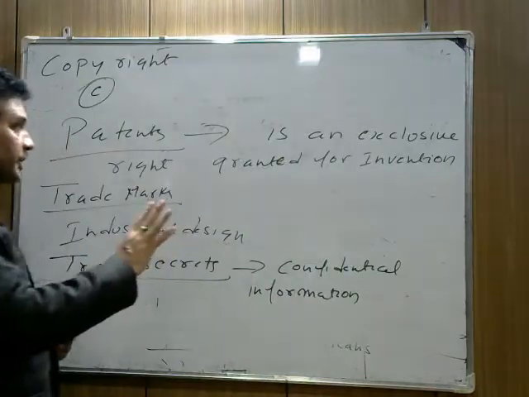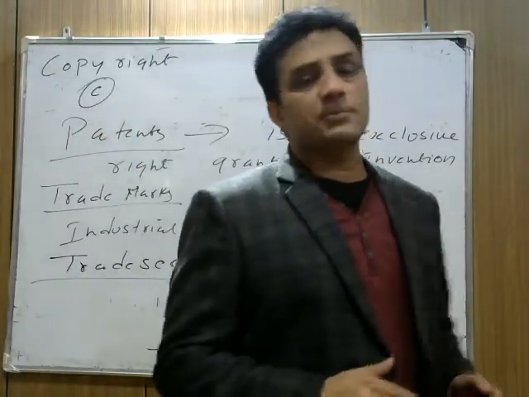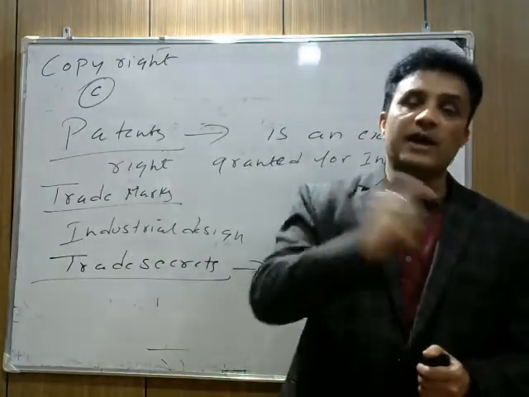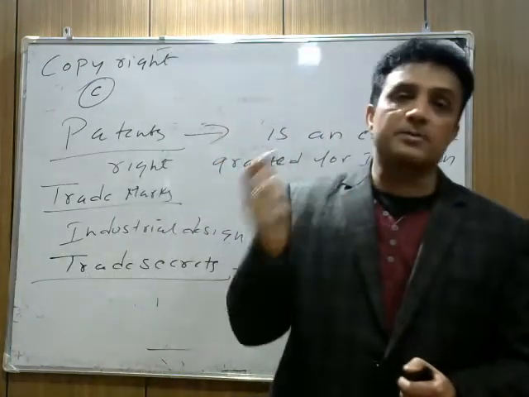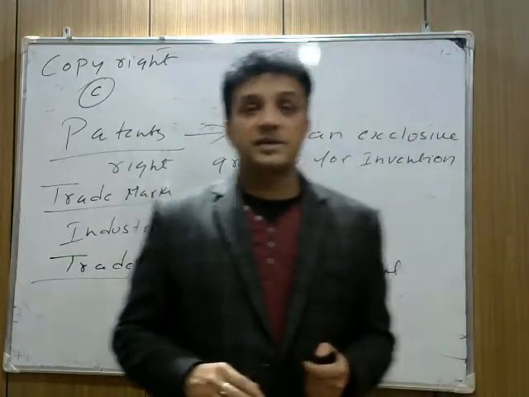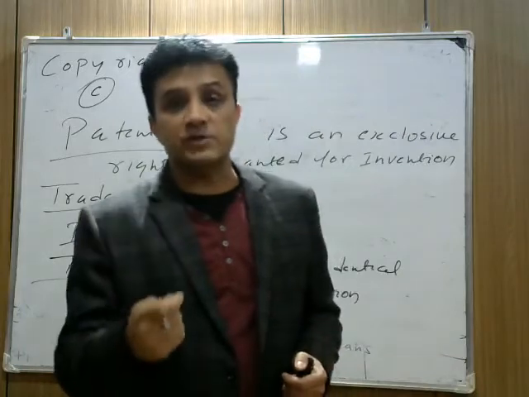I hope you understand what the different types of intellectual property rights are. These intellectual property rights can be sold or licensed in terms of money. I told you the example of patents. There are certain examples of patents, such as computer software patents.